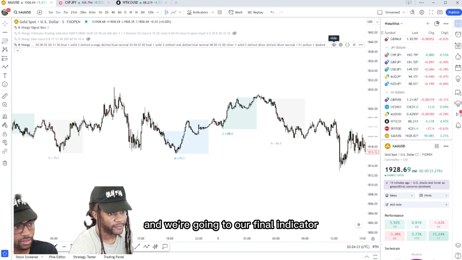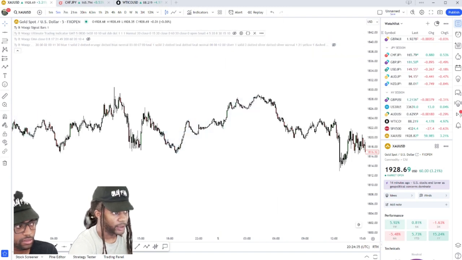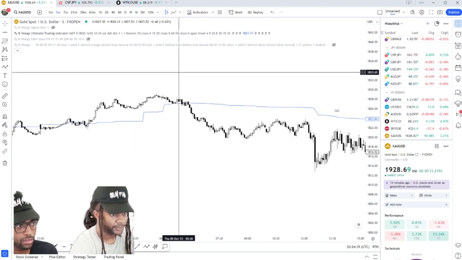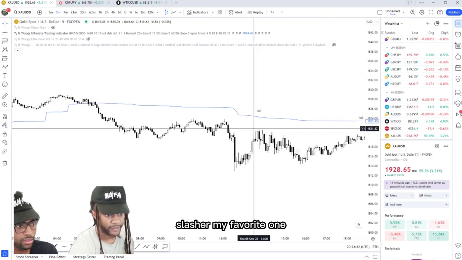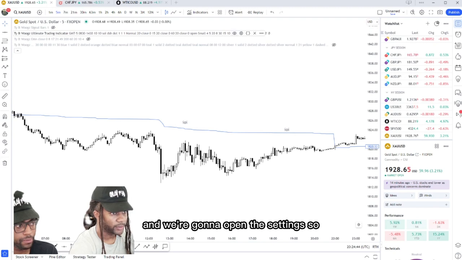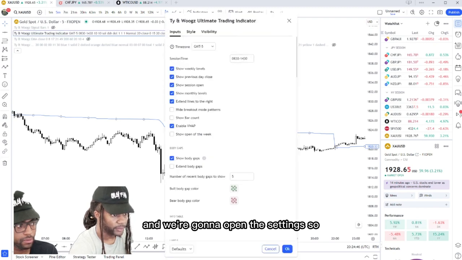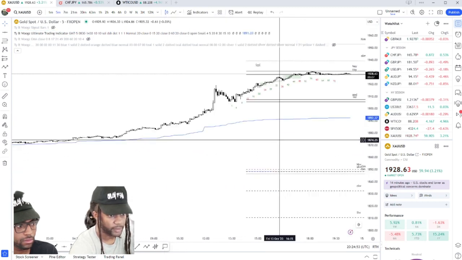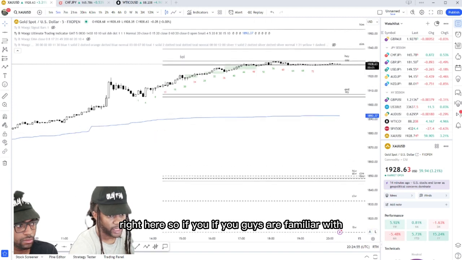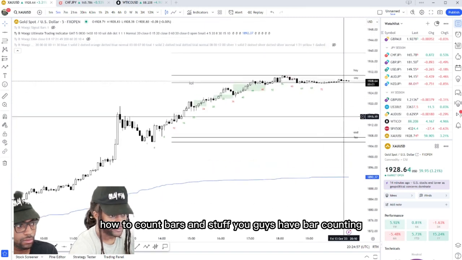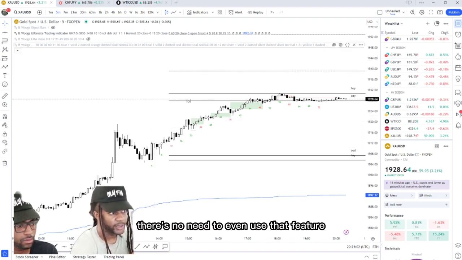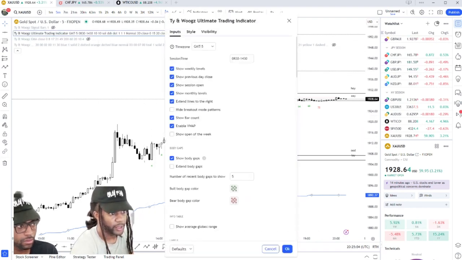And we'll go on to our final indicator. This is the ultimate trading indicator. It's actually my favorite one. And we're gonna open up the settings. So you can have bar counts available. Let me go right here. If you guys are familiar with how to count bars and stuff, you have bar counting. If you don't know about bar counting, there's no need to even use that feature.